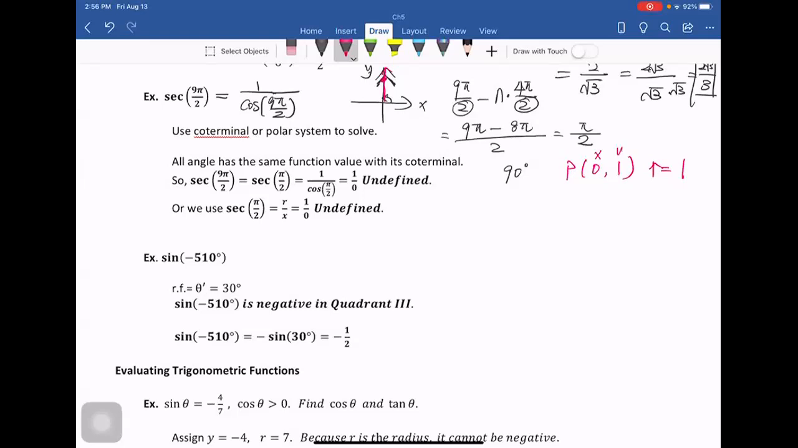And this is my x, this is my y. So I'm looking for cosine pi over 2. So cosine theta equals x over r. That's 0. So the cosine theta is 0. And the secant theta equals 1 over cosine theta. That's 1 over 0. It's undefined.